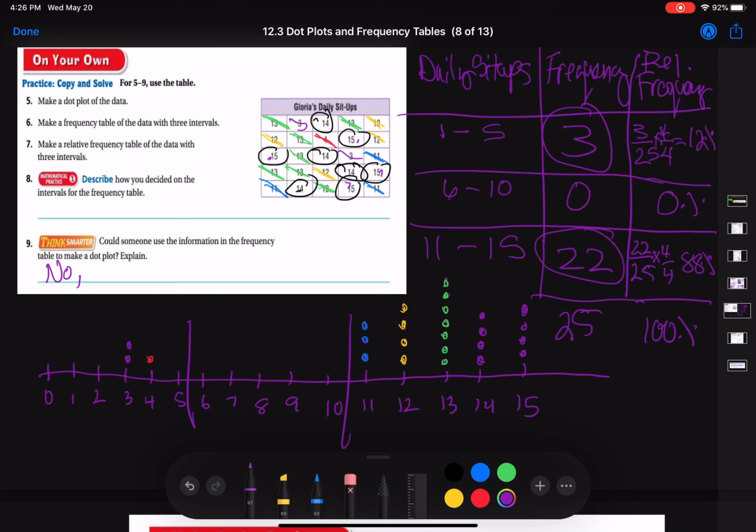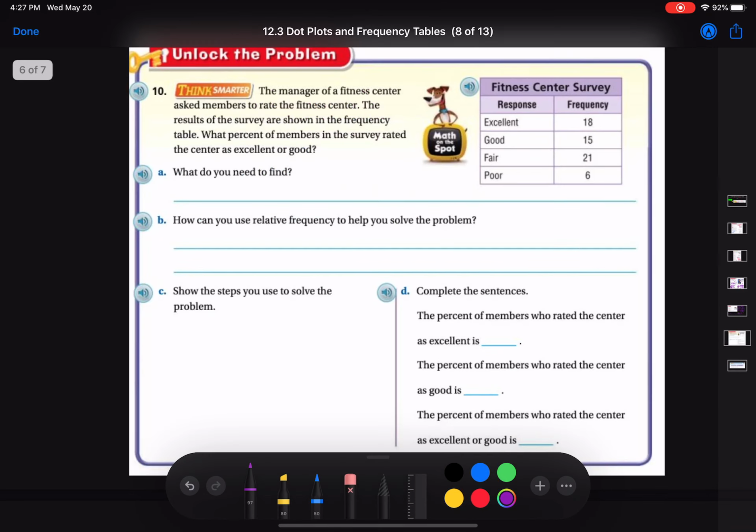Like here you have 22. So there was 22 times that it fell between 11 and 15, but you don't know exactly what number it fell on. You don't know that there was 3 on 11, 4 on 12, and so on. So you can't work backwards. It doesn't work. You can't start with the frequency and then make a dot plot, but you can make a frequency table from a dot plot. Okay, so let's look at another one.